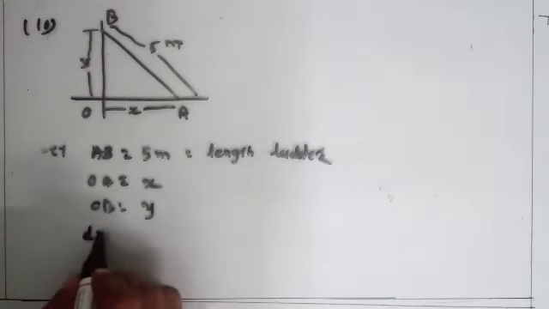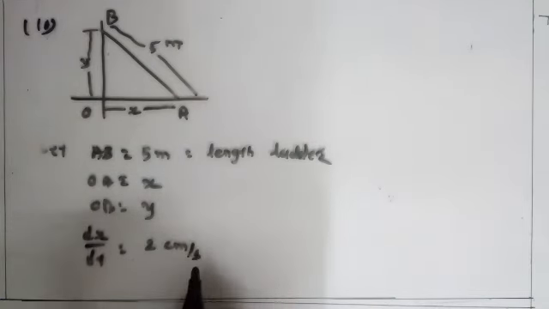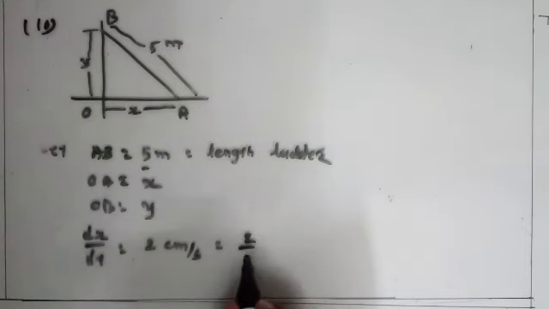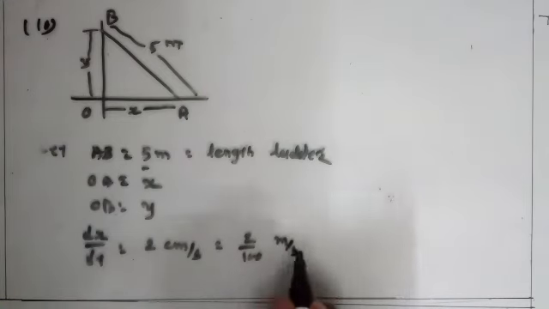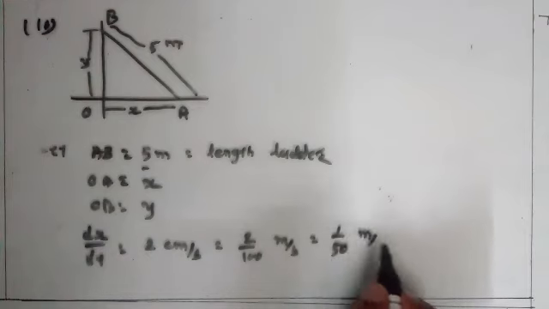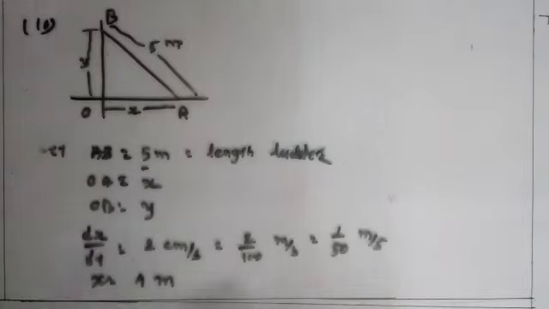Here dx/dt is given as 2 cm per second. So we change into meter form because AB is given in meters. So 2 upon 100 meter per second, that is 1 upon 50 meter per second. Clear? And x is equal to 4 meters, given.